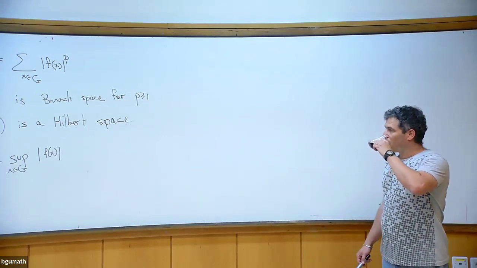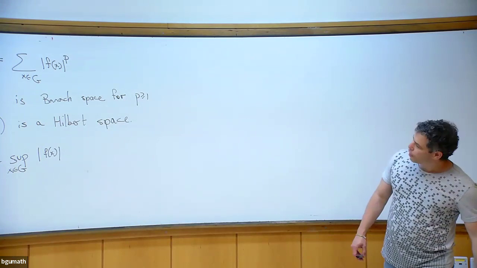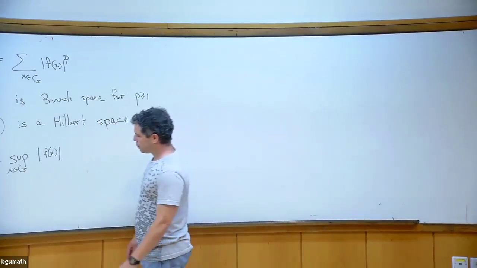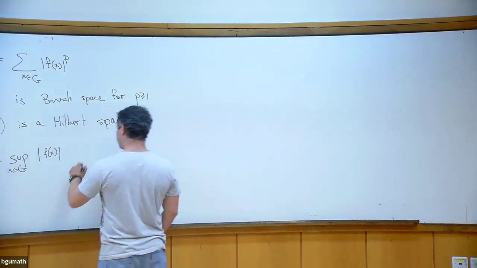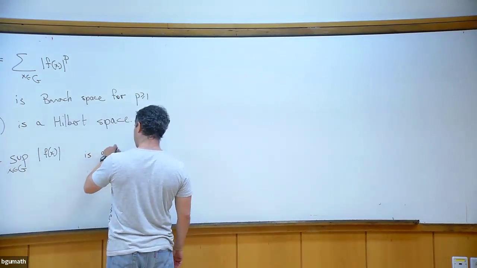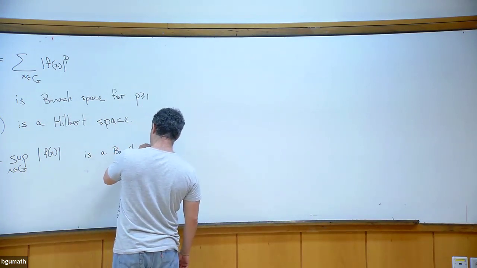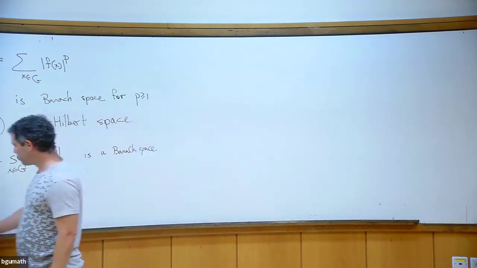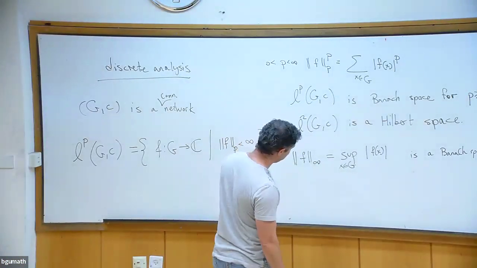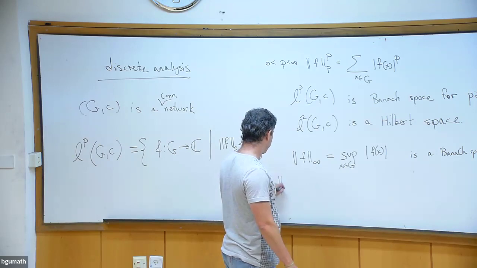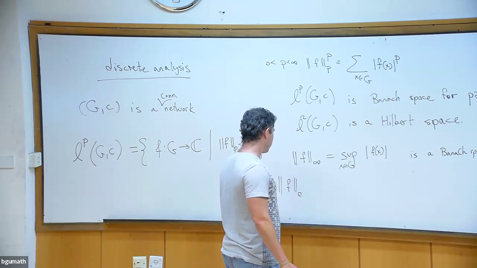So the absolute values. These are all vector spaces. This is also a Banach space. What about zero? What is a zero norm?